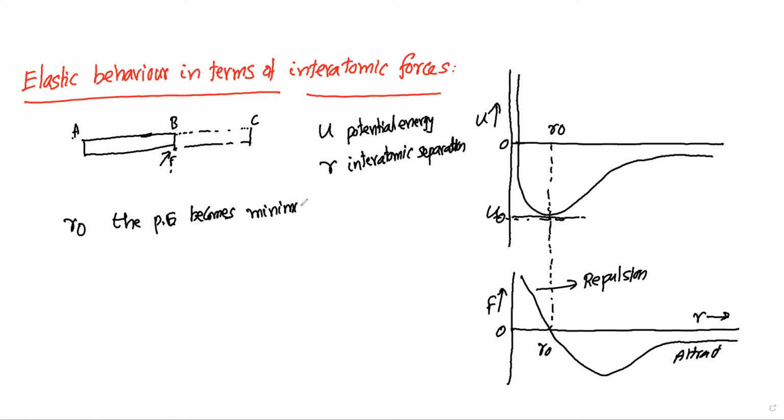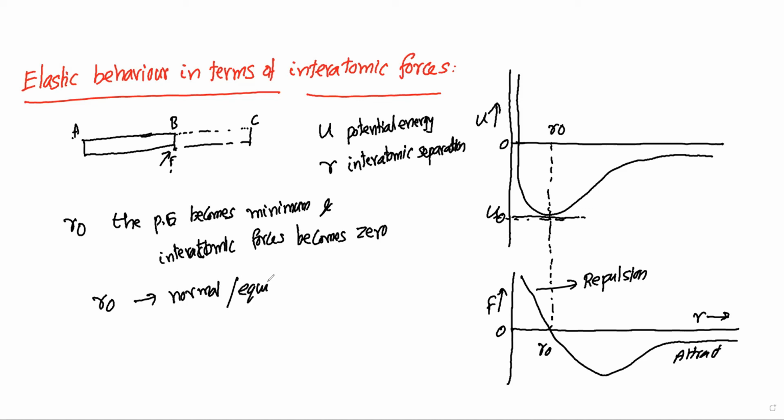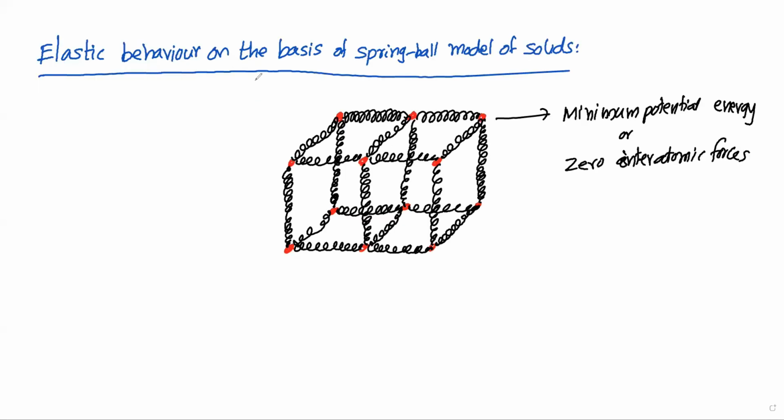And the interatomic forces become 0. So this R0 we can call the normal or equilibrium separation. Equilibrium separation.